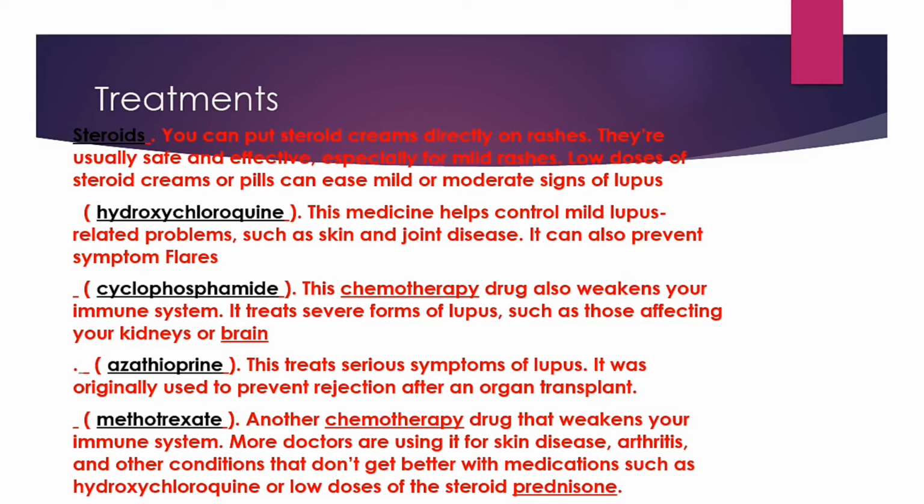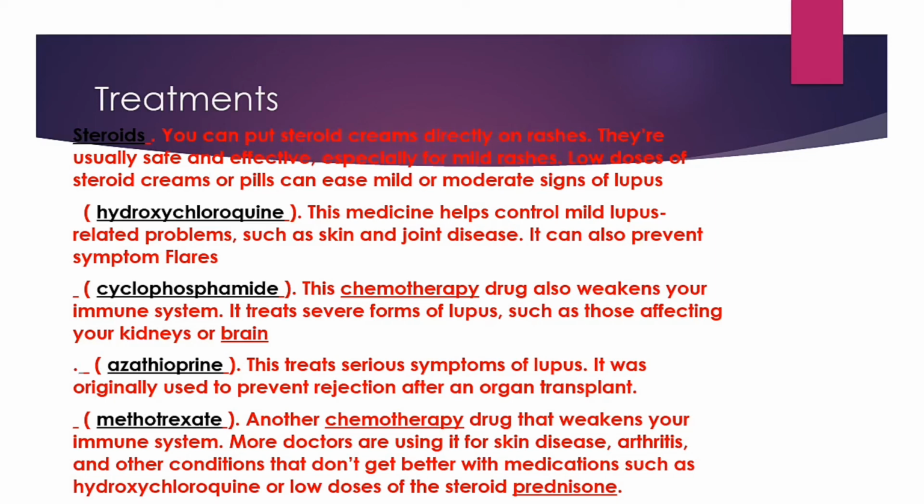Also, cyclophosphamide is used. This is a cancer drug. This chemotherapy drug also weakens the immune system. So this cancer drug works by suppressing our immune system. As a result, they cannot form the autoantibodies, and thus they suppress the immune system. It treats several forms of lupus, such as those affecting the kidneys or brain. So cyclophosphamide is used to treat lupus which affects the kidney or brain.